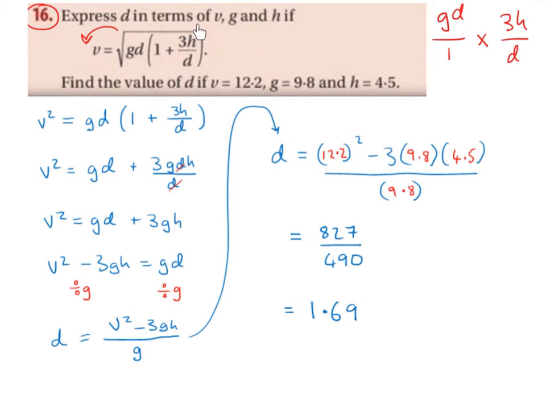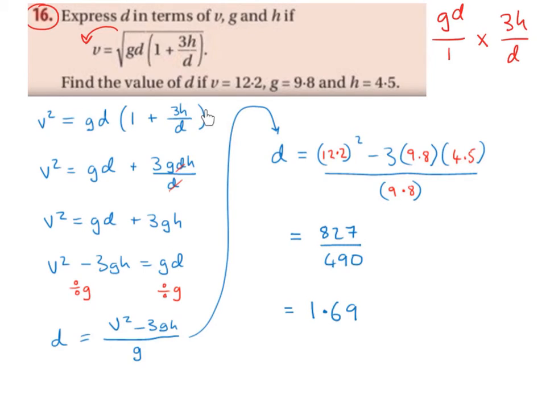Express d in terms of v, g and h if v is equal to the square root of gd multiplied by 1 plus 3h over d. Then find the value of d if v is 12.2, g is 9.8 and h is 4.5. Well, the first thing I'm going to do is bring the square root over the other side and it becomes squared. So I've got v squared on the left. And then I just have everything that was already on the right except for the square root sign. So the square root sign went over the equal sign and became squared.